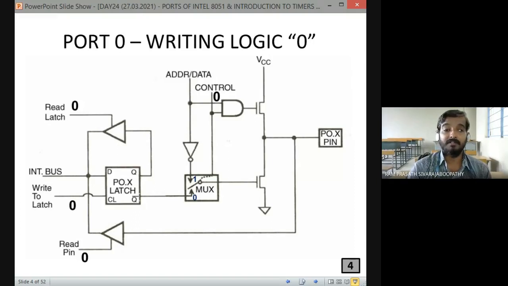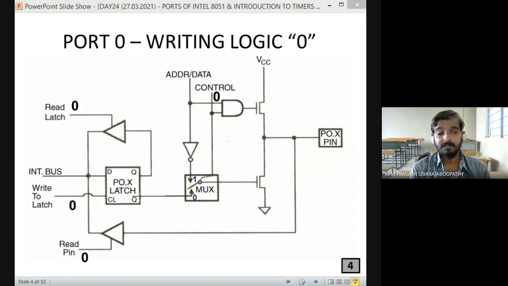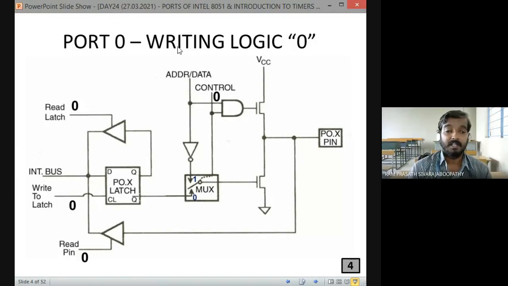What about the alternate function of port 0? Yes, it also functions as the address data bus. Port 0 has multiplexed lower order address lines and data lines. Correct? Very good, Daniel. Very good, Dixon. Very good, Lotus.